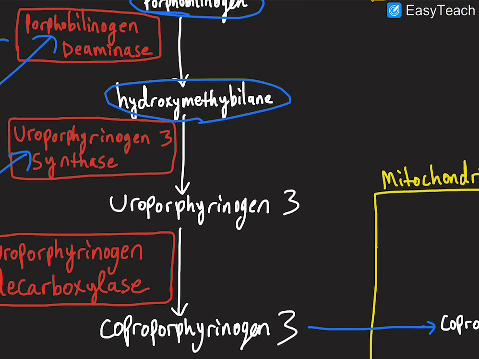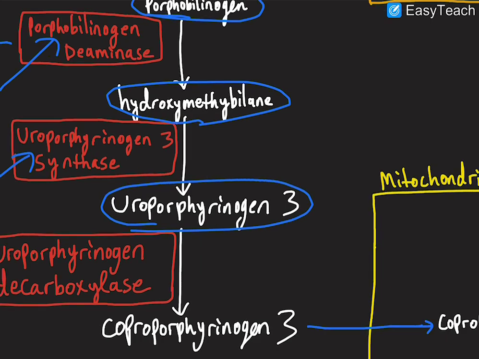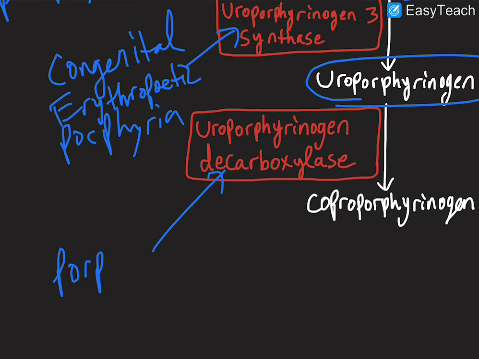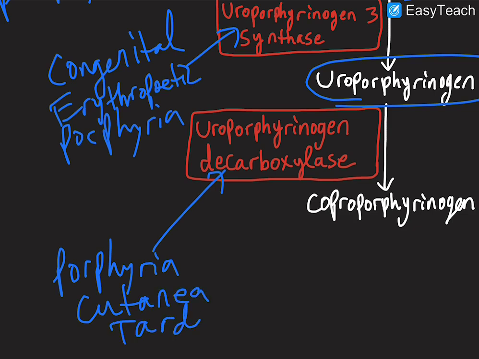Once uroporphyrinogen 3 synthase converts hydroxymethylbilane to uroporphyrinogen 3, uroporphyrinogen 3 gets converted into coproporphyrinogen 3 via uroporphyrinogen 3 decarboxylase. If this enzyme, uroporphyrinogen decarboxylase, is defective, what do we get? We get porphyria cutanea tarda. That's important to know also.